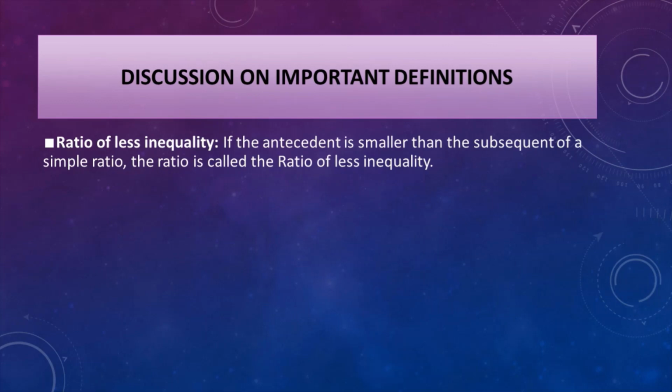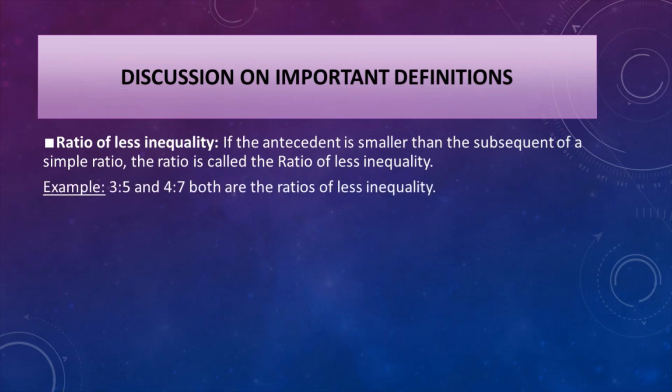So now ratio of less inequality. If the antecedent is smaller than the subsequent of a simple ratio, the ratio is called the ratio of less inequality. Let us see an example, my dear students. Example, 3 is to 5 and 4 is to 7 both are the ratios of less inequality because the antecedent part 3 is less than the subsequent, and in the second ratio 4 is less than the subsequent 7.